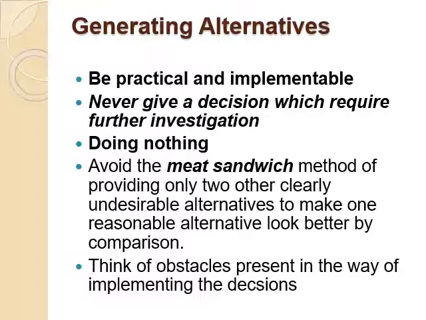Avoid doing nothing. And most importantly, you need to avoid this thing called the meat sandwich approach, which means you take two alternatives which are undesirable, stick them together. So thereby what happens is two alternatives are nonsensical. The one alternative which remains looks much more reasonable compared to the other two, and you tend to implement them. Whenever you are deciding upon implementing something, look at the obstacles present. Because see, it's not just about implementing the decision, it's about implementing the right decision.